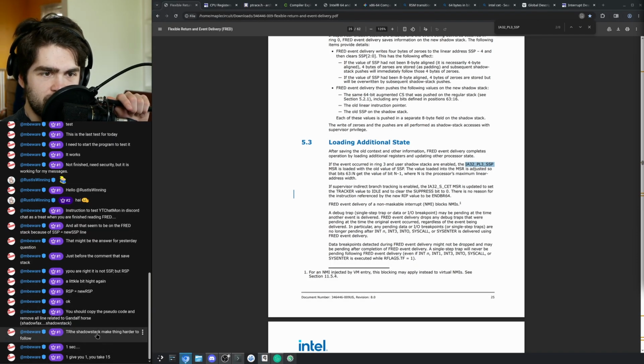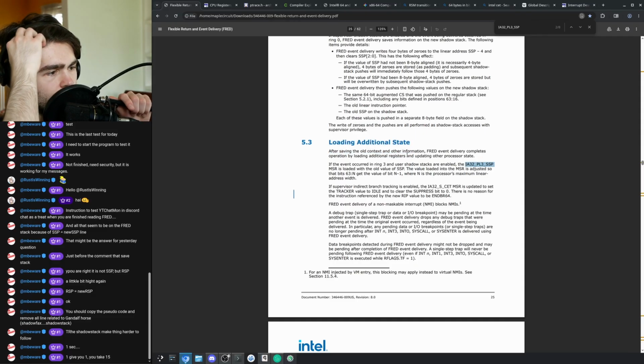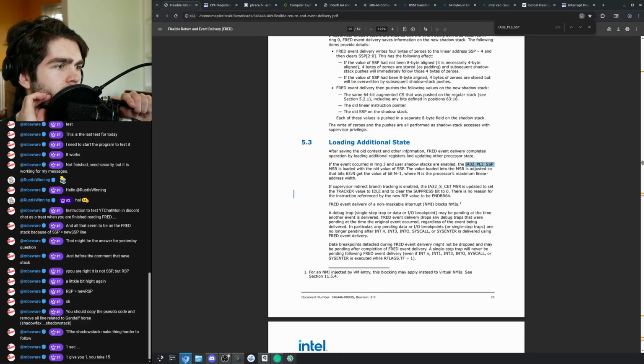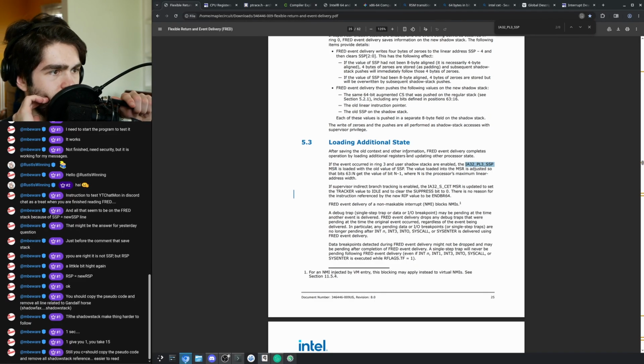The shadow stack makes things harder to follow. Okay, loading additional state. Let's just read this real quick, or at least part of it. After loading the old context and other information, thread event delivery completes operation by loading additional registers and updating other processor state. If the event occurred in ring 3 and user shadow stacks are enabled, the IA32_PL3_SSP MSR is loaded with the old value of SSP. The value loaded in the MSR is adjusted so that... Okay. If supervisor and direct branch tracking is enabled, okay, that didn't help at all.